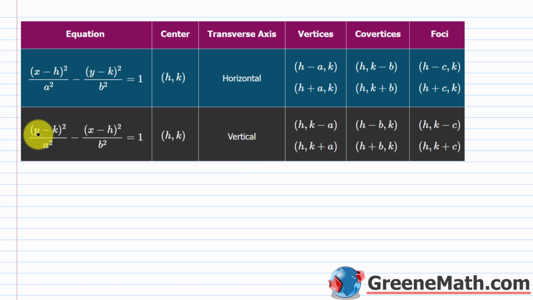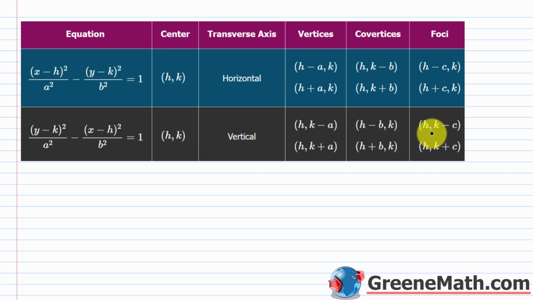So here you're replacing your y with y minus k and your x with x minus h. So you have y minus k quantity squared over a squared minus x minus h quantity squared over b squared equals 1. Center is still h comma k. Transverse axis again is vertical. And now from your center, you're moving up by a units and down by a units to get to your vertices. So h comma k minus a, h comma k plus a. For the co-vertices, you're moving to the left by b units and to the right by b units. So h minus b comma k, and then h plus b comma k.